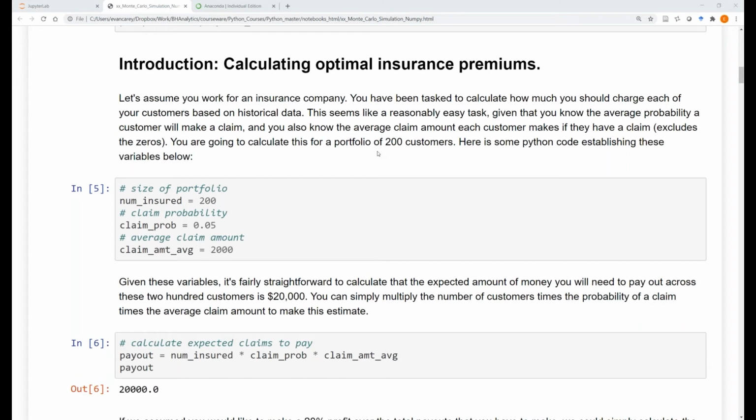We know in our historical data the average probability that a customer will make a claim, right? We could just look back over the last 2 years and say, what's the average probability a customer will make a claim? And we know the average claim amount each customer makes if they made a claim. These are all things we could observe. So we might exclude the 0 claims and say, of the claims that occurred, what was their cost distribution? We could calculate the average of those numbers. So if we did that, we could simply use those averages to then forecast forward what the expected costs will be for this portfolio of customers.